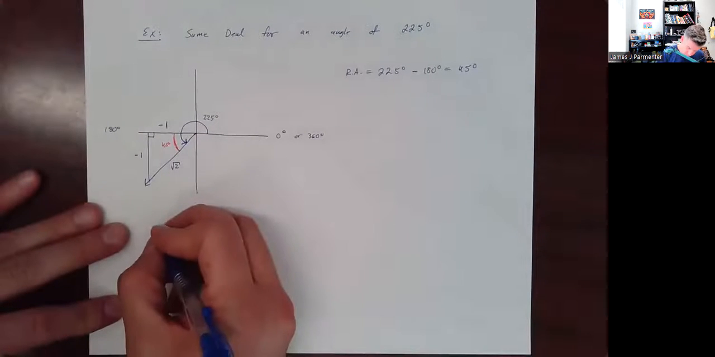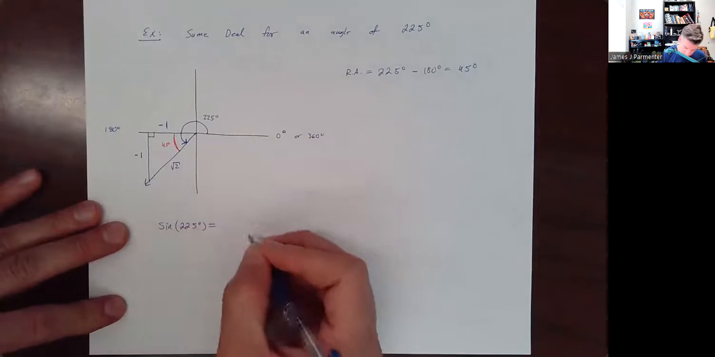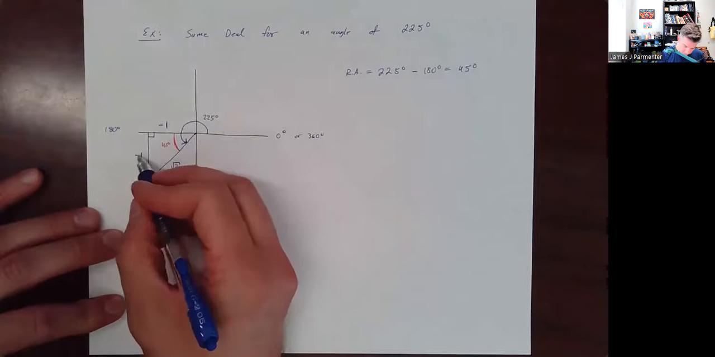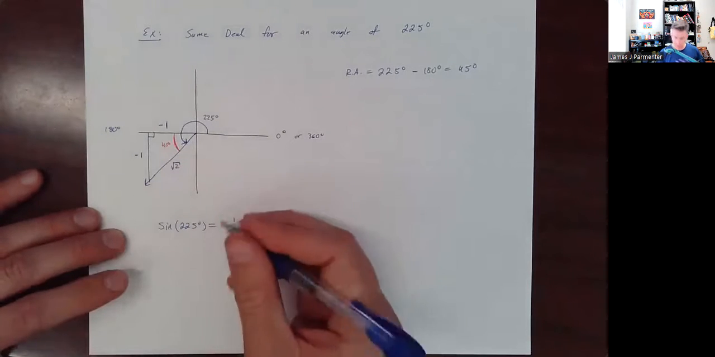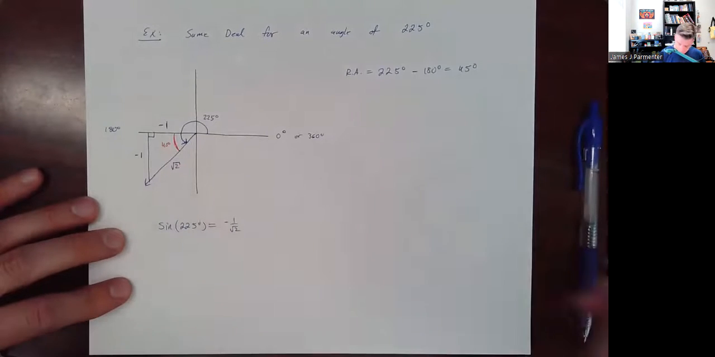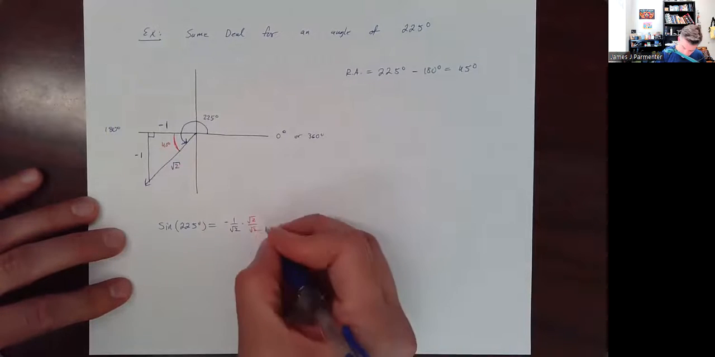So here, sine of 225 degrees is going to equal, well, opposite over hypotenuse, which is negative 1 over root 2. That's the reason I don't prefer this one, because I have to rationalize it. I multiply by, let me just show the work just to make sure everyone's cool with that. And I get negative root 2 over 2.